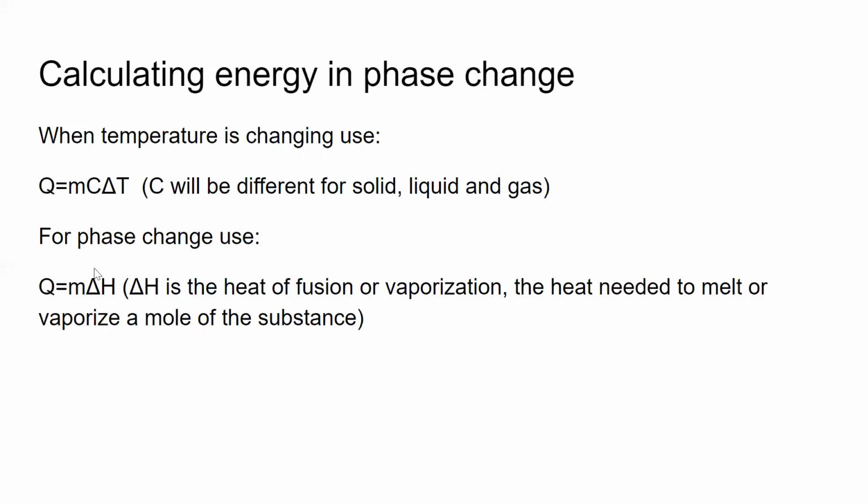So we use Q equals m ΔH, where ΔH is the heat of fusion or vaporization. That's basically the amount of energy or heat needed to melt or vaporize a mole or gram of that particular substance. So that does change depending on the phase change. Going from solid to liquid is a certain specific ΔH, and going from liquid to gas is a different one. It depends on what the substance is, and that can always be found in charts all over the place.